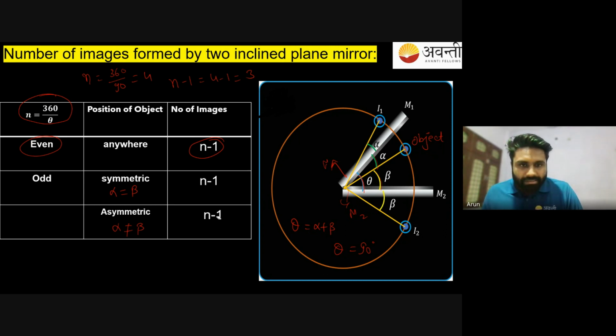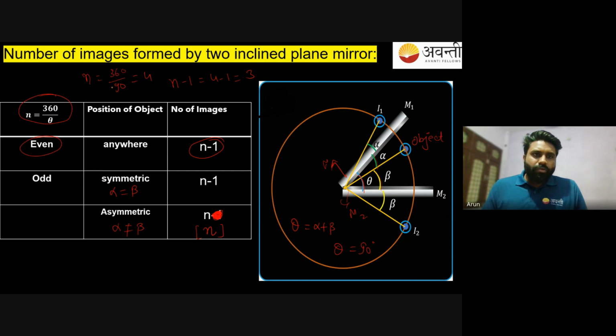It is not n minus 1. I must have mistakenly added it here. It is n, only n. Okay, so keep remembering it. Sorry for the typing error. So it is n.